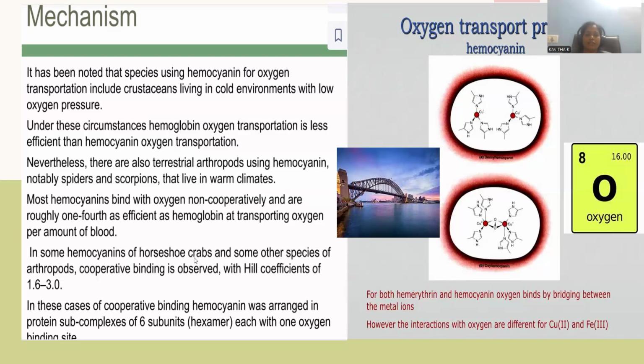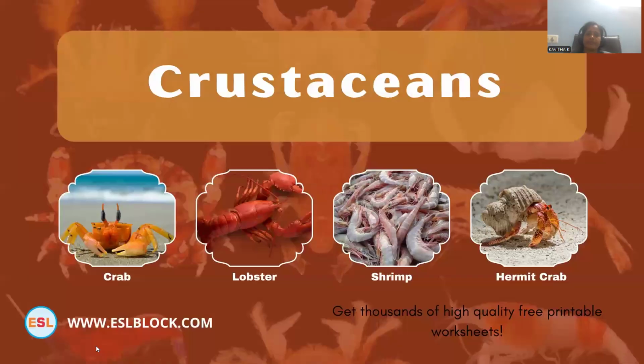In some hemocyanins, such as those of horseshoe crabs or some other species of arthropods, cooperative binding is observed. The Hill coefficient is given as 1.6 to 3. So for species like the horseshoe crab and other arthropods, the nature of the binding is cooperative binding. In these cases, hemocyanin is arranged in protein subcomplexes of 6 units, hexameric units in that term. Cooperative binding plays a role in oxygen transportation.